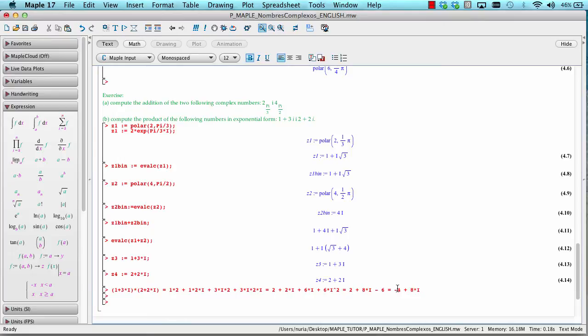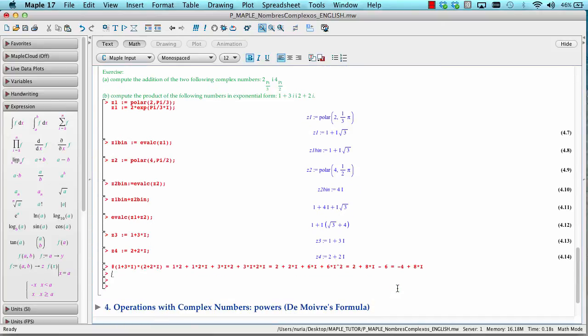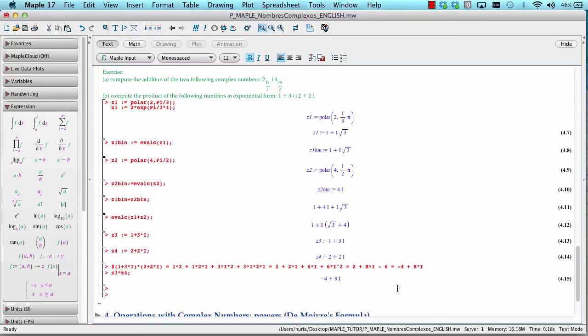Okay, let's put this symbol here, which means that it's a comment. So Maple is not going to execute it. So remember to put it. And let's see what happens if we do Z3 times Z4. Maple directly computes it. However, we should also know how to do this in polar form. So let's do that. Z3 polar is going to be convert Z3 in polar form.